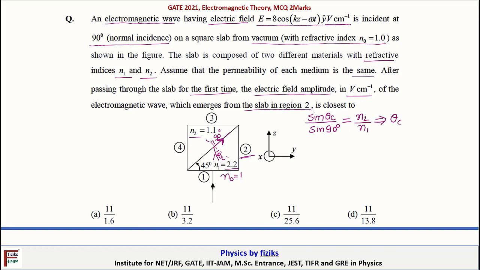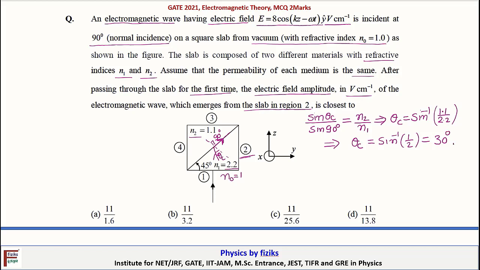So theta c is sin inverse 1.1 by 2.2, and that value is what? Half. So theta c is sin inverse 1 by 2. So this will be 30 degree. So critical angle is 30 degree.